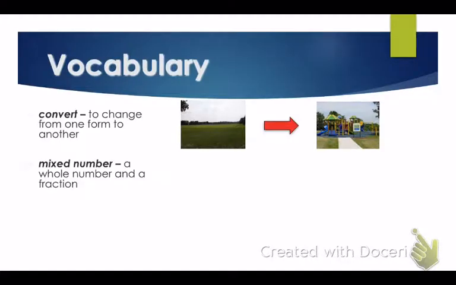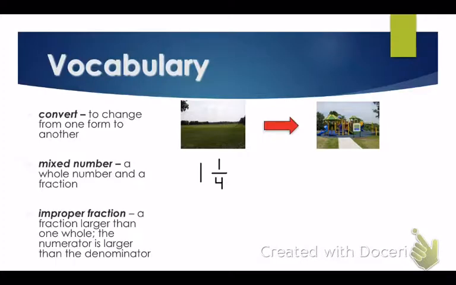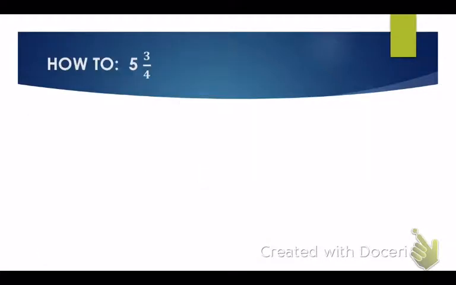And the next one is mixed number. A mixed number is a whole number and a fraction. It looks like this. The 1 is the whole number, and the 1/4 is the fraction. You should know that by now. And an improper fraction is a fraction that's larger than one whole. Or, let's make it easier: it's when the numerator is bigger than the denominator, like this one, 9/5. 9 is bigger than 5. That makes it improper.